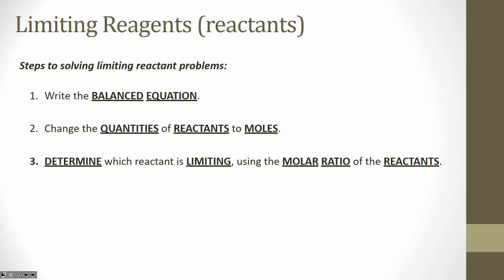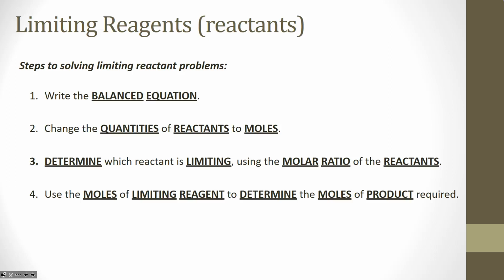That's the most important part. And then once we've got that, we can just say the other reactant is excess, and we just work with the limiting reactant from there on out. That's what I mean here. We're going to use the moles of the limiting reactant to figure out the moles of whatever we're looking for, whatever product you're being asked to find, and then we convert those moles to whatever units the question wanted you to find.